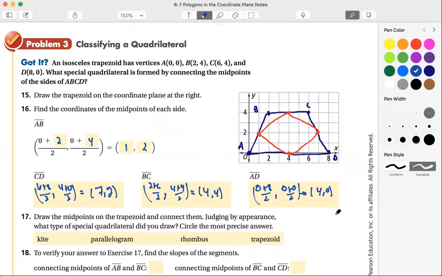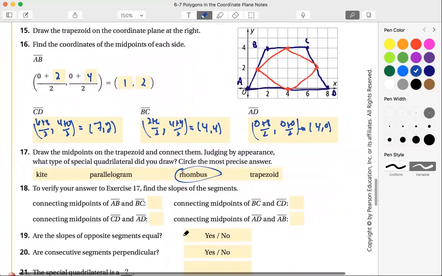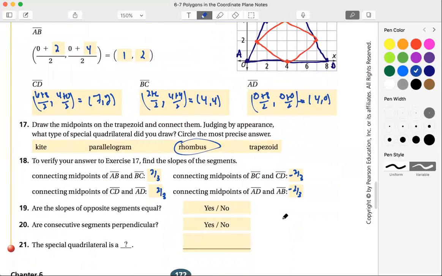All right, we have the midpoints of the trapezoid, so connect them. Judging by the appearance, what does it look like? Well, it looks like a rhombus. Now let's find the slopes. The slope from A to B and from B to C is 2/3, and C to D is 2/3. This one is negative 2/3, and this one is negative 2/3. Are the slopes of opposite segments equal? Yes. Are consecutive segments perpendicular? No. So the special quadrilateral is a rhombus.